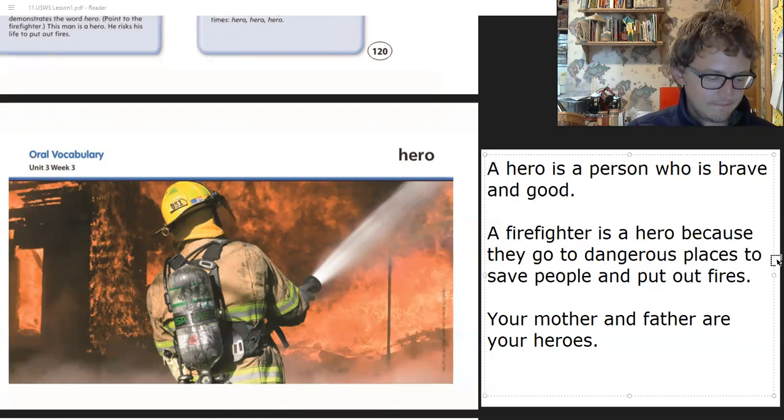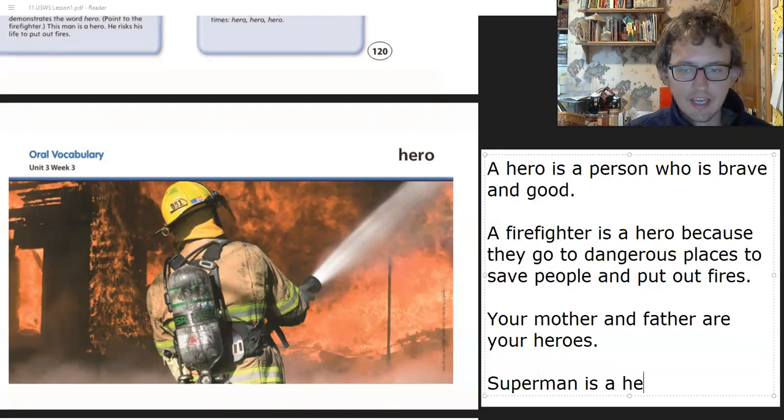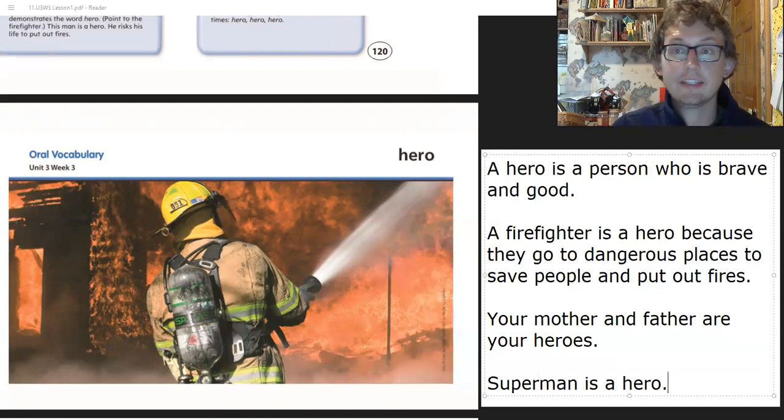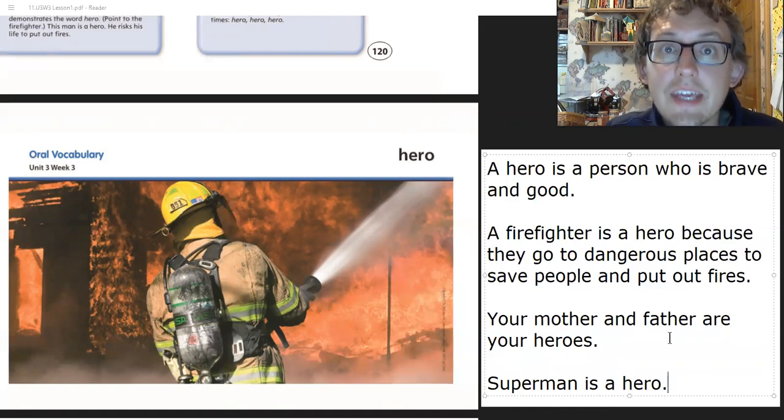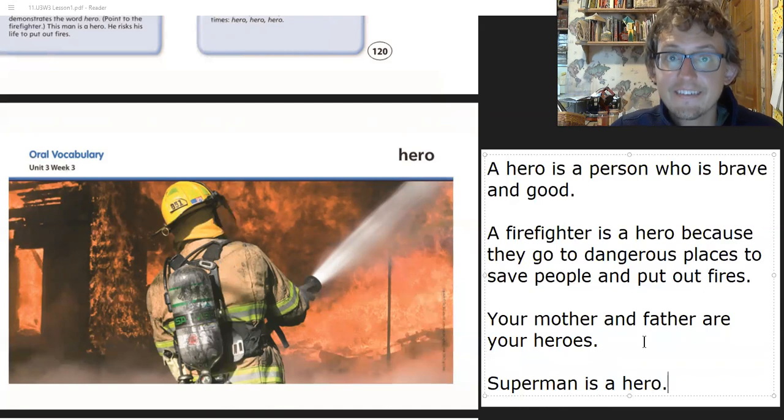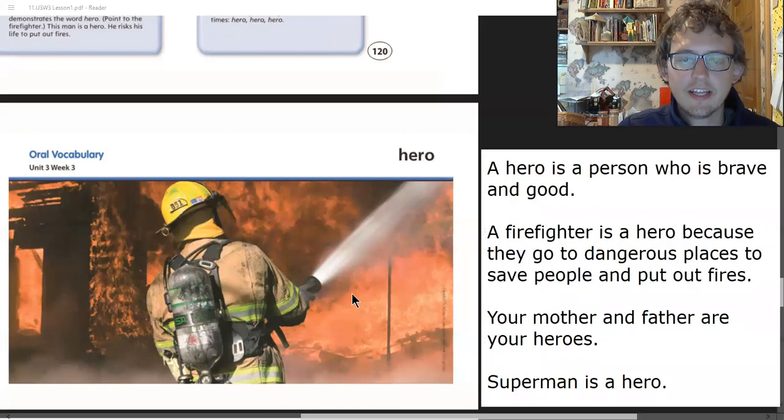Maybe we can say that Superman is a hero, right? Because Superman is very strong, but he always tries to help people if they're in danger, right? So maybe he'll go and save people from a building or from a fire. So we can call him a hero too. He's fictional though, right? So he's in stories. The firefighter and your mother and father are real life heroes. Okay? Yeah. All right, let's go to the next page.